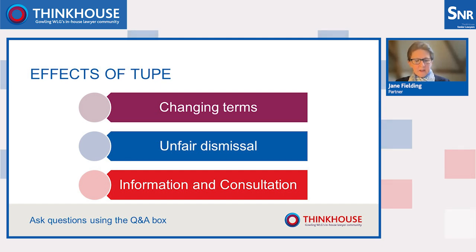And then the last major protection that the staff have are information and consultation obligations. There's an obligation around the transferor providing employee information to the transferee, and then there are information and consultation obligations for potentially both the transferor and the transferee to consult with representatives of affected employees. And that area I'm going to look at in a little bit more detail later.